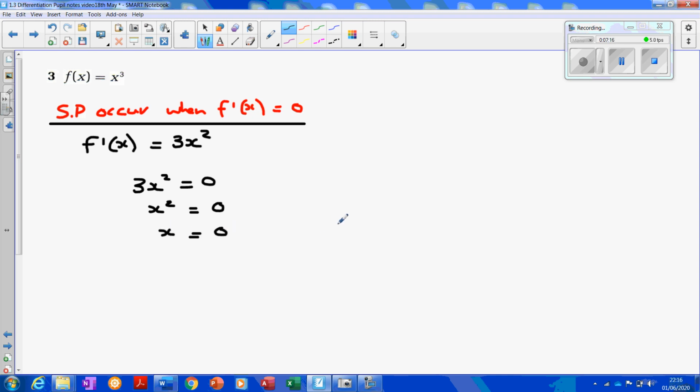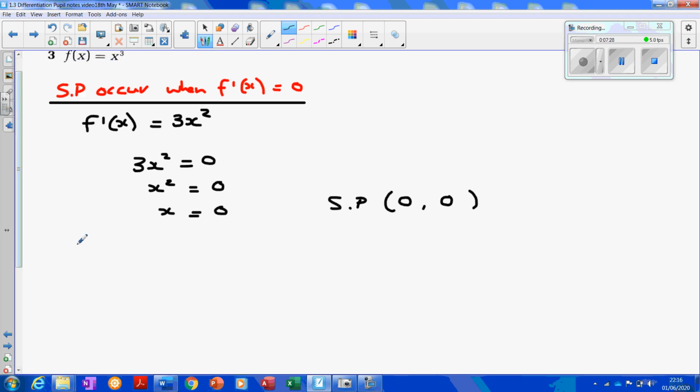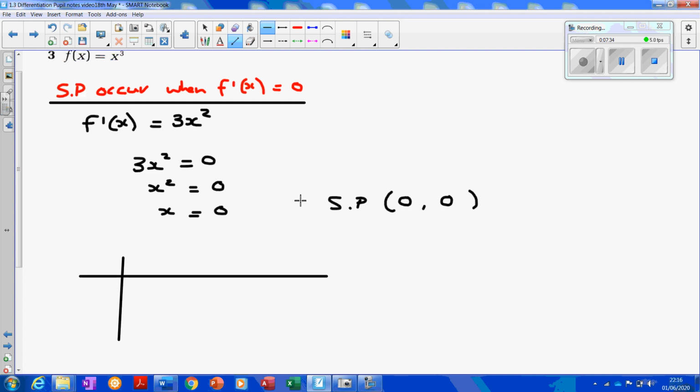Right, so I've got a turning point or a stationary point at the point 0 something. I want to know what the y-coordinate is. So that's the same as y is equal to x to the power of 3. 0 to the power of 3 is still 0. So a stationary point is sitting on the origin. Right, now I want to know the nature, so draw your nature table, and we've got, again, x is going towards 0 and going away from 0. Turning point is at 0 again in this one. So a value less than 0 is minus 1, a value greater is plus 1.